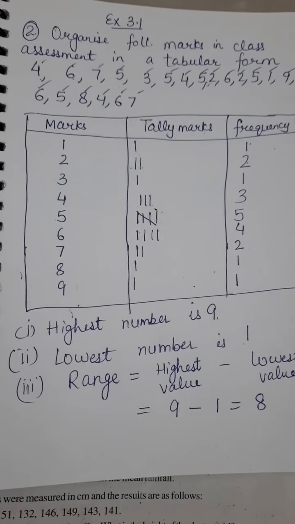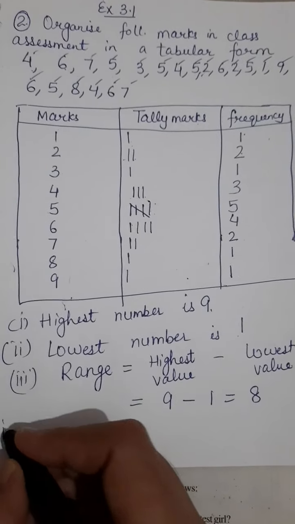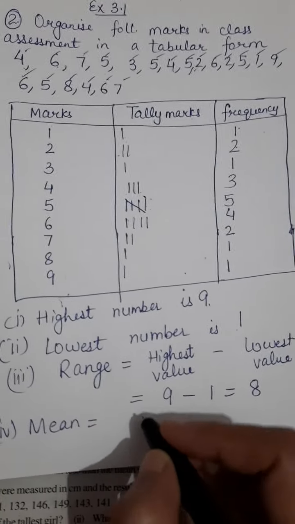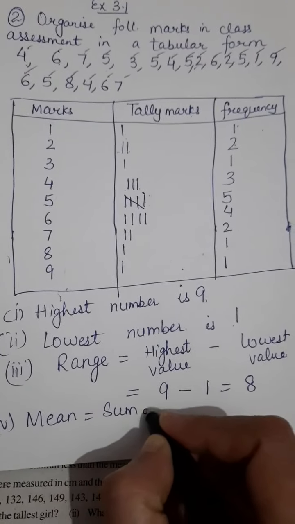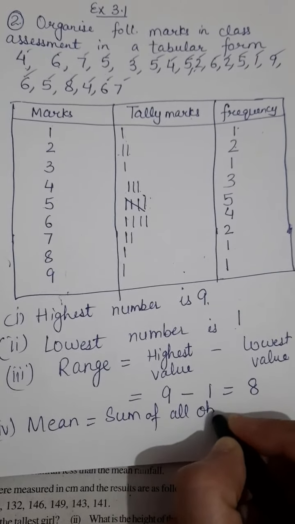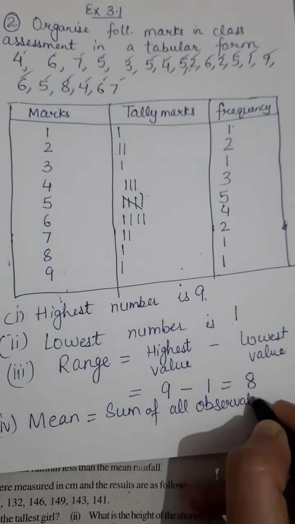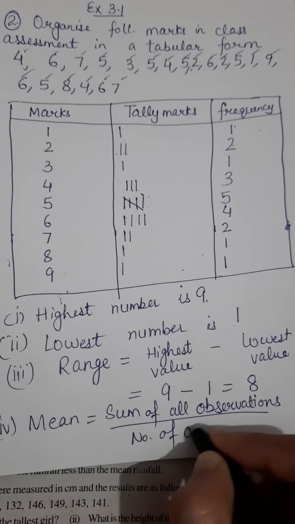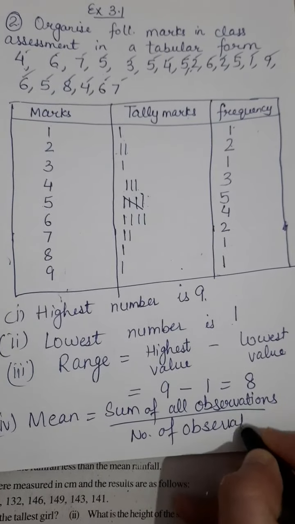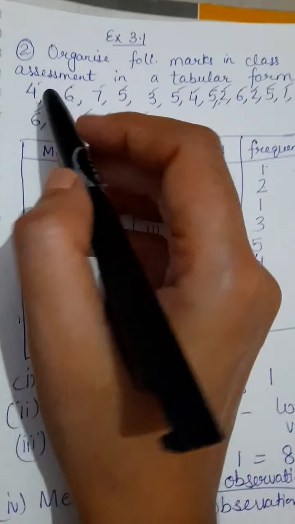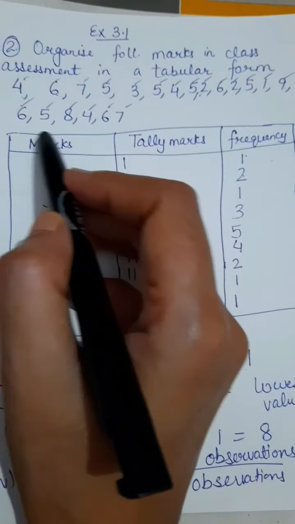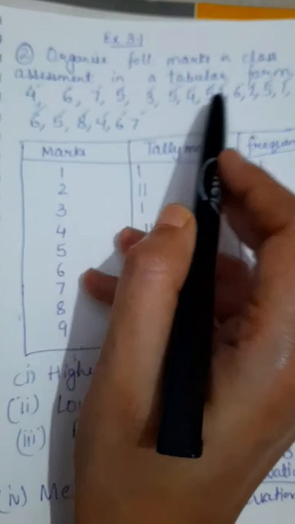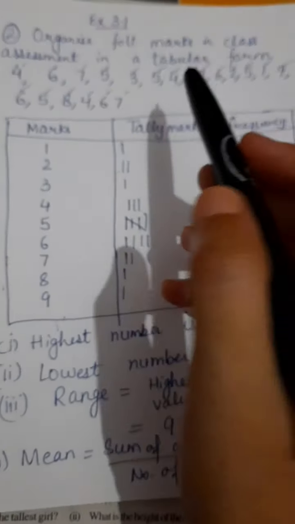The fourth question is, find the arithmetic mean. We have to find the mean of the data. So you know, the formula to find mean is sum of all observations upon number of observations. Observations means this data which is given to us. Now we have to find the sum of all these numbers. We have to add all these numbers: 4 plus 6 plus 7 plus 5 like this. You can add them.